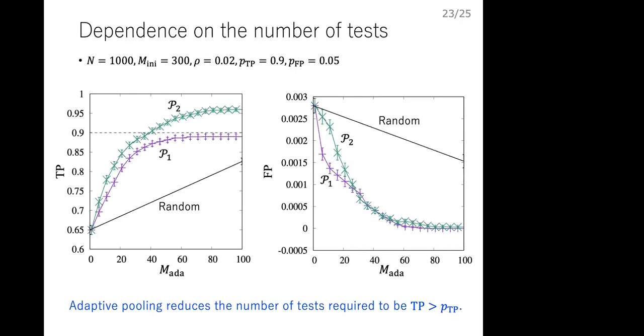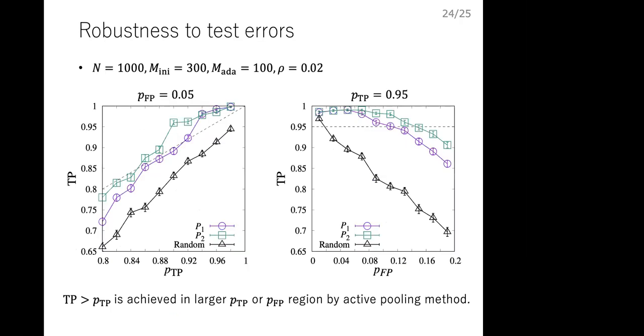In case of the random test, to achieve TP equal to PTP, we need more than 400 tests to achieve the same performance as the adaptive test. We have observed that the random test requires about 500 tests to achieve TP larger than PTP. Hence, the adaptive test can reduce the number of tests by about 30%. And the adaptive test is also robust to the test errors.